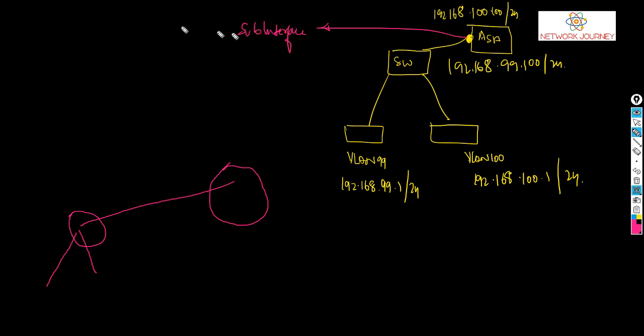Okay, so what are sub interfaces? Let's say the main interface is this 0/0, and a sub interface is nothing but this and this. Okay, so these are called sub interfaces. This is one of the types in inter-VLAN routing.